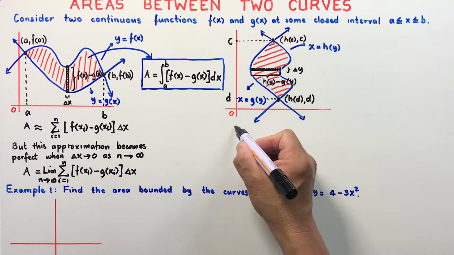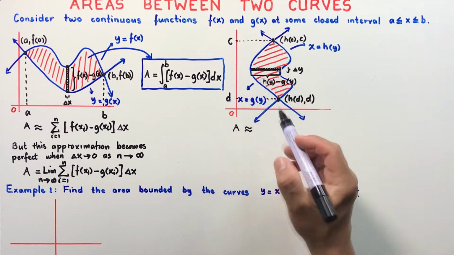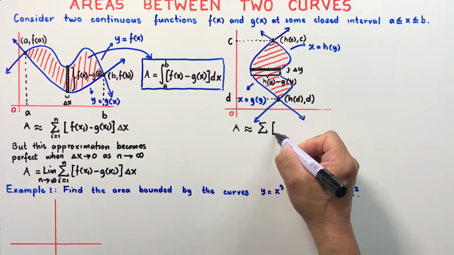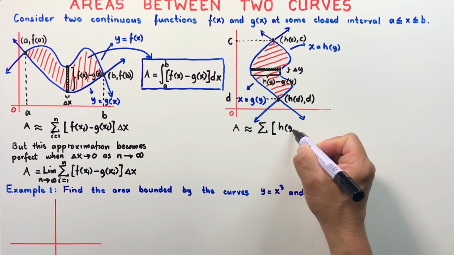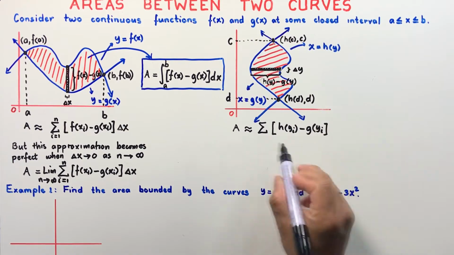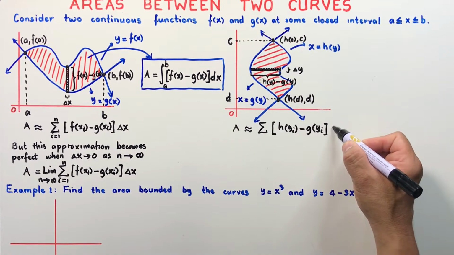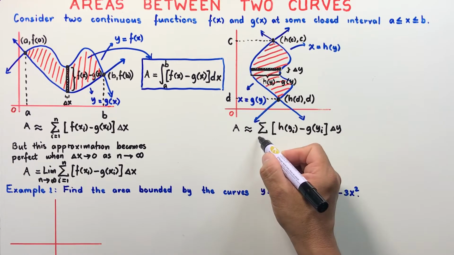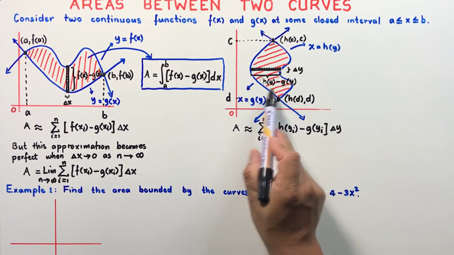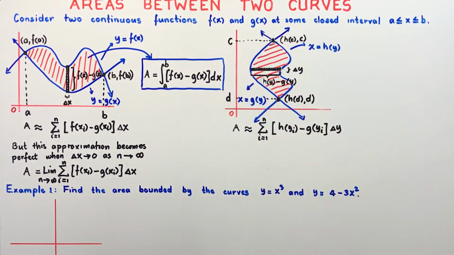So mathematically, we can represent the area by adding all the slices here. So this is the sum of all slices, which is h of y sub i minus g of y sub i. Now take note that this is only the length of the slice times its thickness, which is delta y. And there are how many slices? There are n slices, starting from the lowest slice up to the highest slice there.